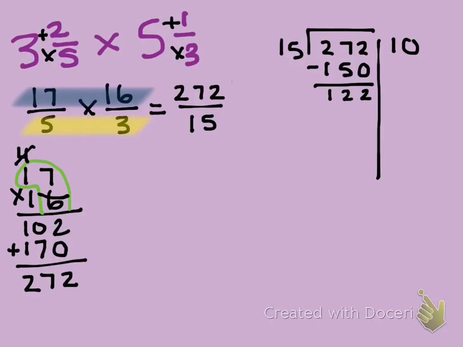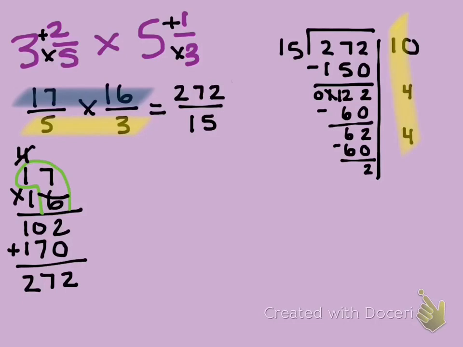I can't use 10 again, so I'm going to use something a little smaller. Maybe 4, because I know 15 times 4 is 60. And then when we subtract this time, I'm going to have to borrow, and we get 62. I can use 4 again, and 4 times 15 is 60. Subtract, and we get a remainder of 2. 15 cannot go into 2.